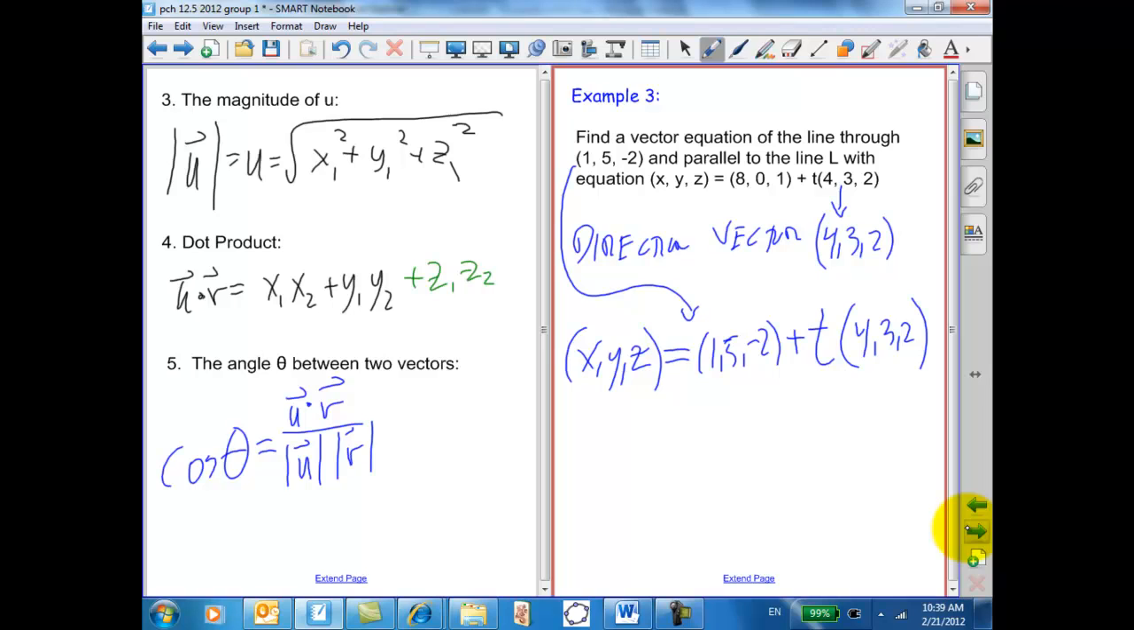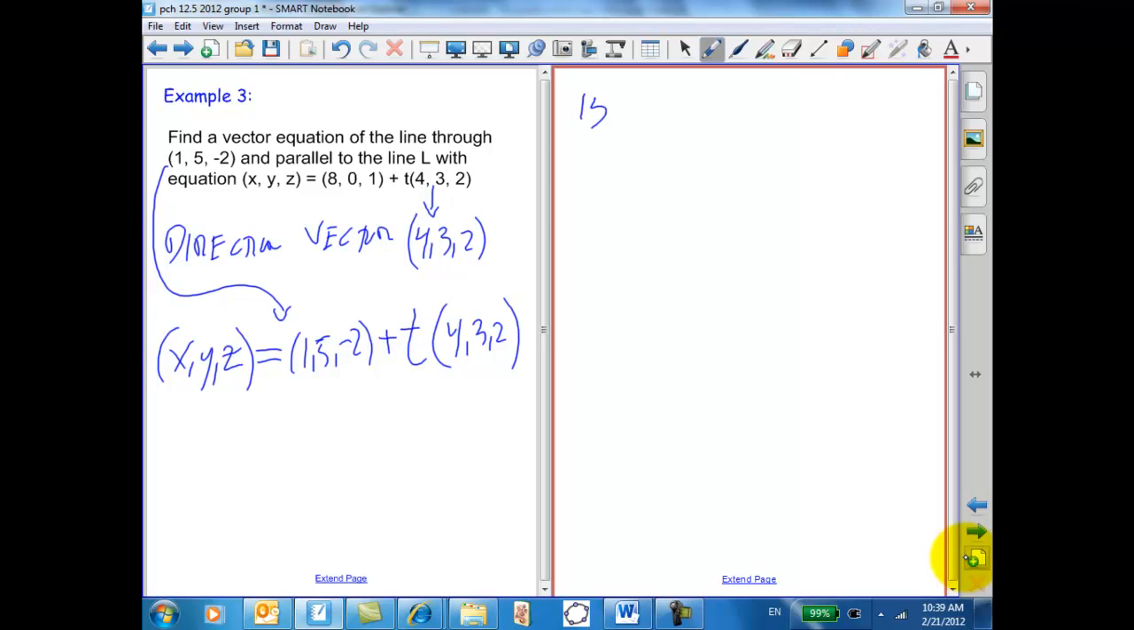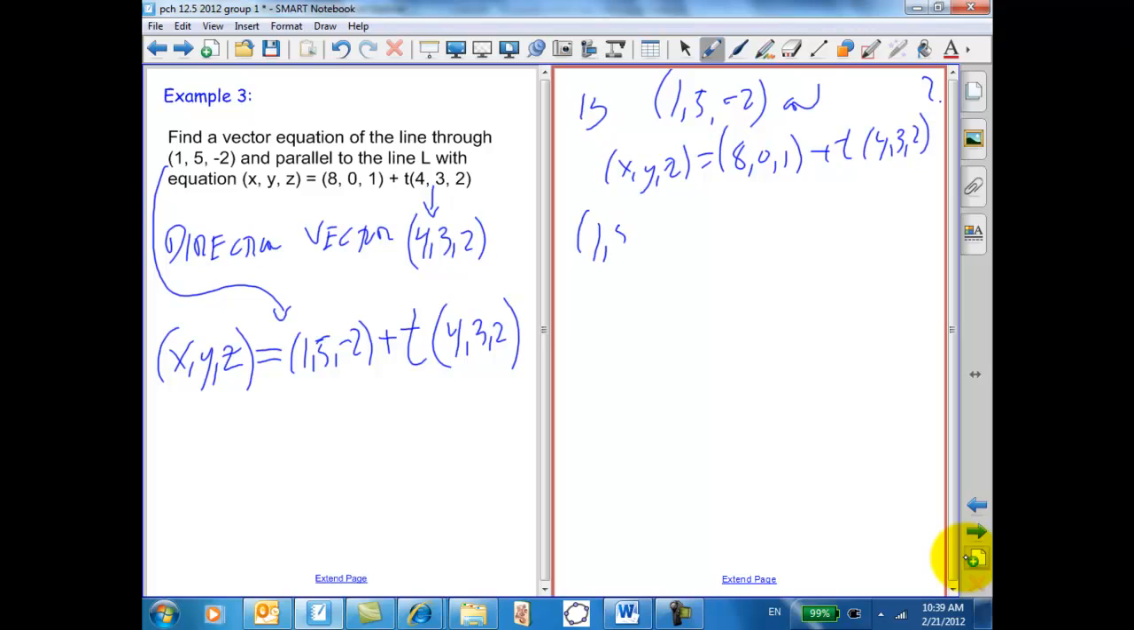Let's expand the question here. Is 1, 5, negative 2 on the line x, y, z equals 8, 0, 1 plus t times 4, 3, 2? Well, we could answer the question by adding multiples of 4, 3, 2 to 8, 0, 1, or we might be able to answer it with a decent picture, but you saw how much time that takes. So you say 1, 5, negative 2, set that equal to 8, 0, 1 plus t times 4, 3, 2. And then set up the different parametric equations.